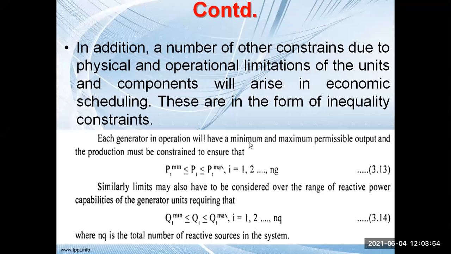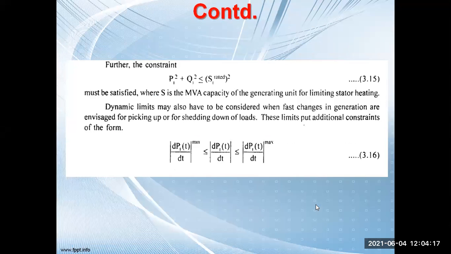So each generator in operation will have a minimum and maximum permissible output, and the production must be constrained to ensure this is the limit. Similarly, the limits have to be considered over the range of the reactive power capabilities of the generator units. So this NG and NQ are basically the numbers of sources. NG is the number of generators, and NQ is the number of reactive power sources.